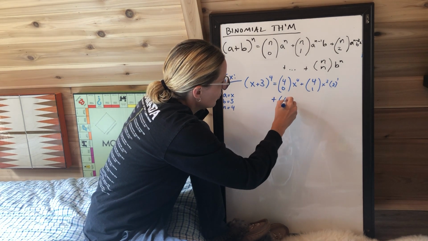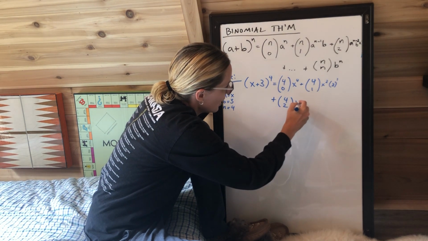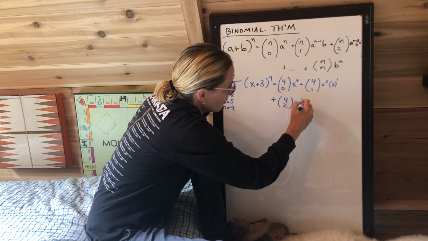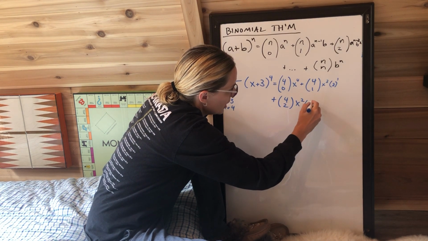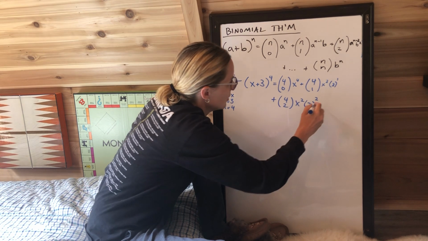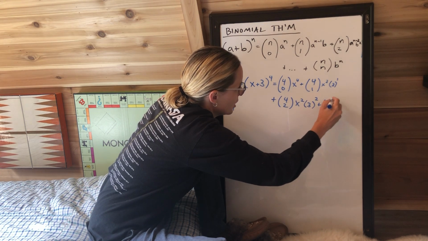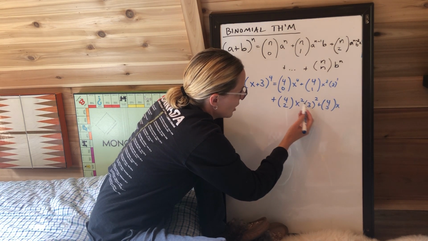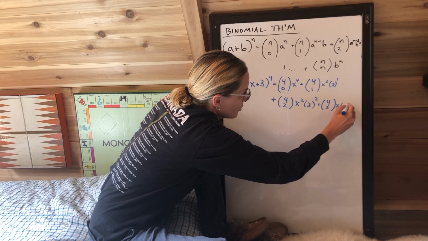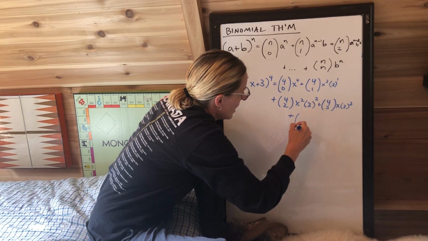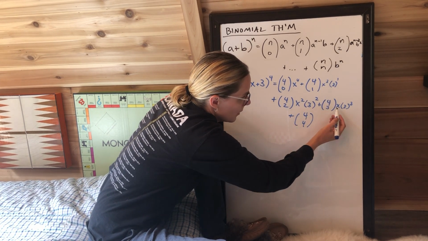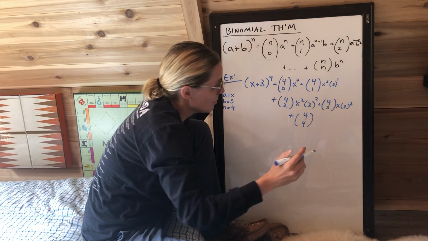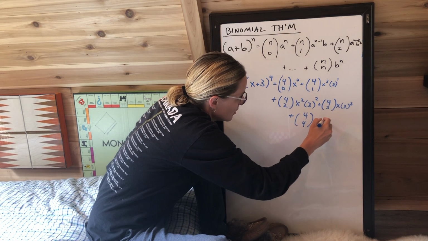So then I can move up to 4 choose 2. What happens to my exponent on my x? It goes down by 1. What happens to my exponent on my 3? It goes up by 1. 4 choose 3. Exponent on my x goes down by 1. The exponent on my 3 goes up by 1. And then my last term is 4 choose 4. Exponent on x goes down by 1. It disappears. And I have 3 to the 4.